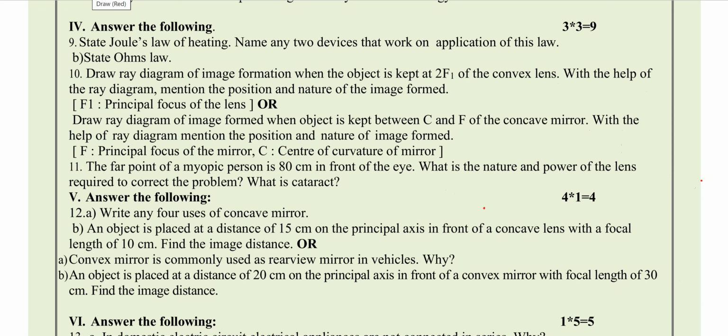Good. Take down. So what is cataract? It is a defect which occurs in old age people, where the eye lens becomes milky and cloudy. Full stop. This condition is called cataract.